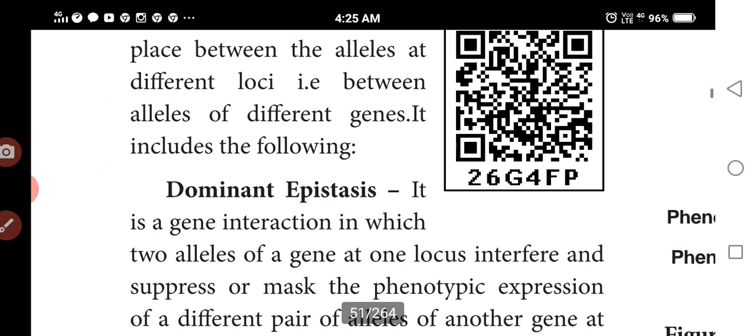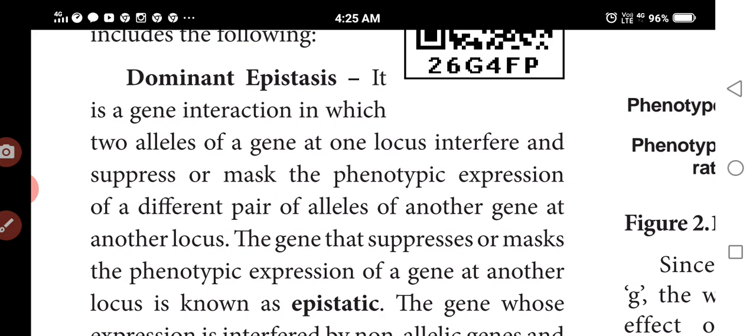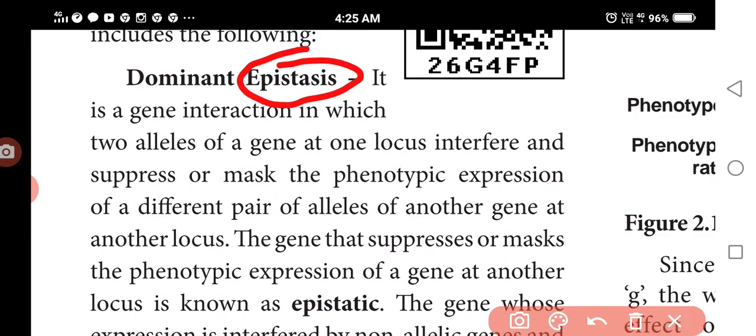What are these interactions? Dominant epistasis. Do you know what epistasis means? Epistasis means, in these interactions, a gene masks the expression of another non-allelic gene. Epistasis is a gene interaction in which one gene masks the expression of another non-allelic gene.